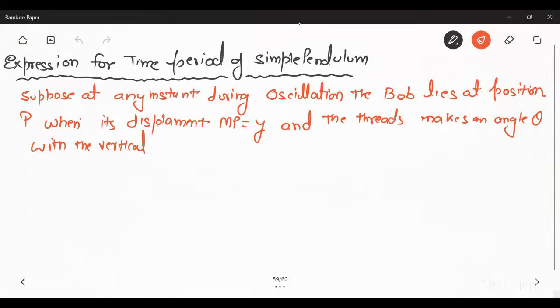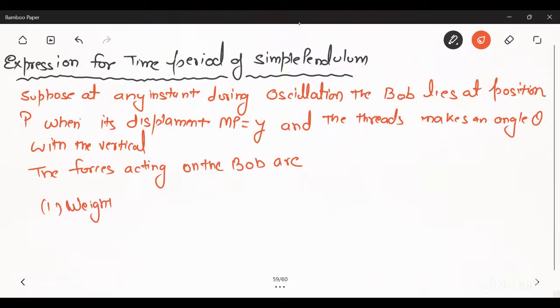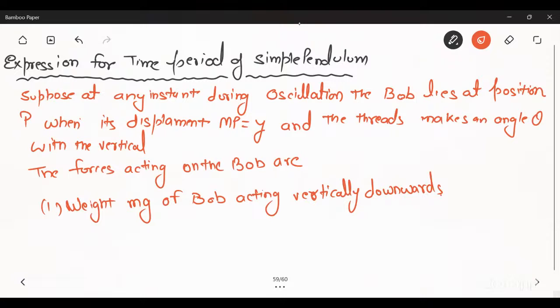Okay, so the forces acting on the bob are: first, weight mg of the bob acting vertically downward, and second, tension T along the string.